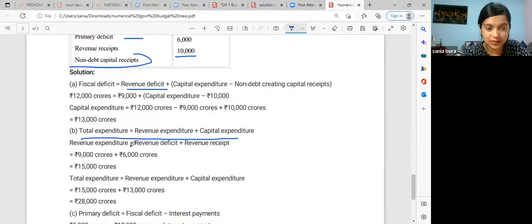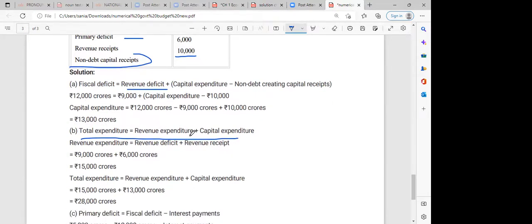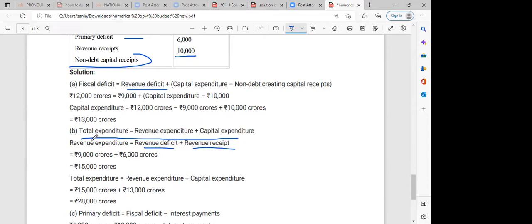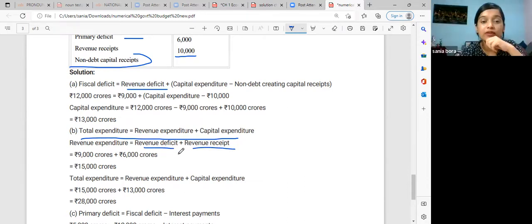Now just listen very carefully. This is the formula, right? Revenue expenditure is revenue deficit plus revenue receipt. So how did you get this revenue deficit? If you want to find revenue deficit, the formula is revenue expenditure minus revenue receipt, right? So this is where you got the revenue deficit.